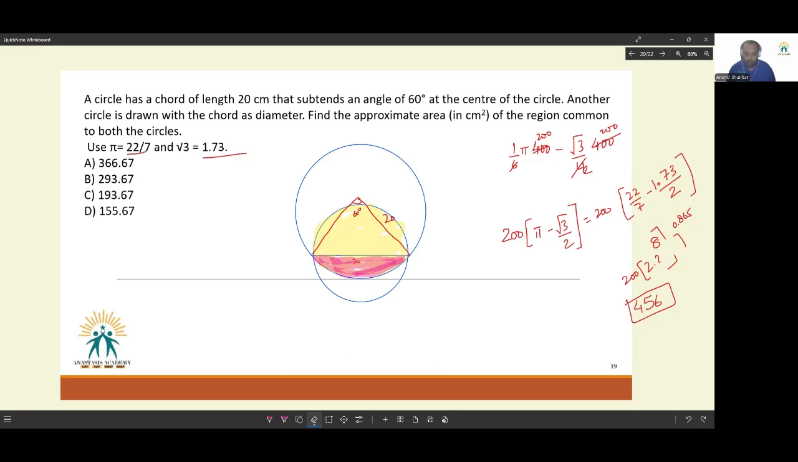Let me check again. 0.14 minus 0.865, this into 200 is equal to 455. Am I doing something off? 1/6 of the larger circle, 1 by 6 of pi r square minus root 3 by 4 into a square, 20 square. Okay. How is the area, only the sectoral area, turning out to be so large? Must have done some mistake. Let me start my thinking and writing all over again.